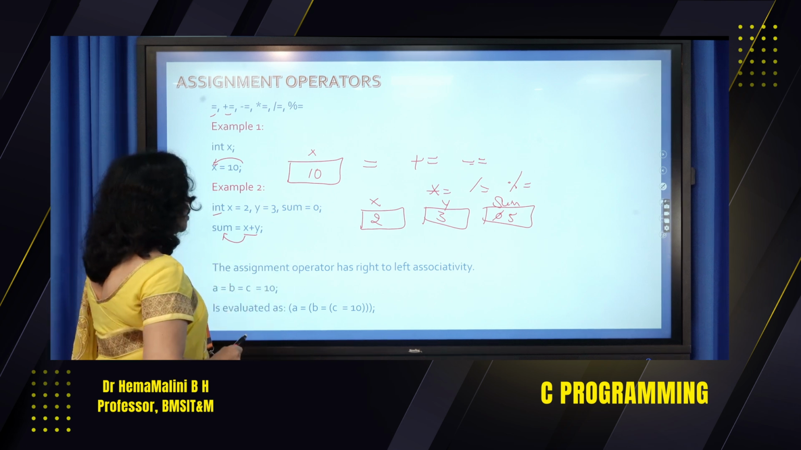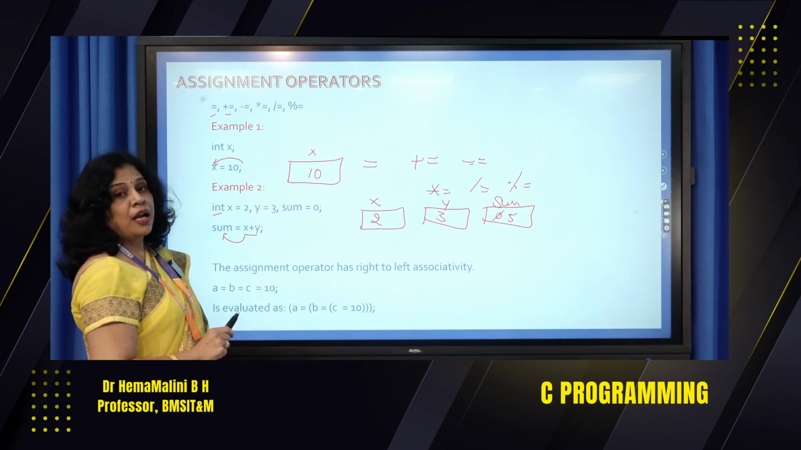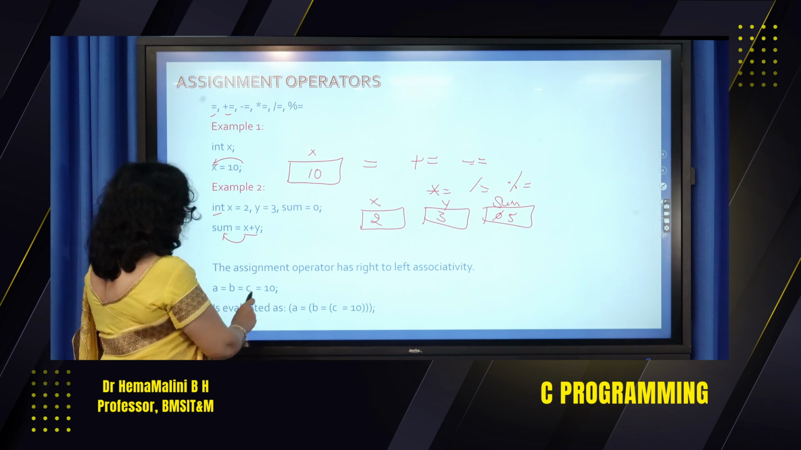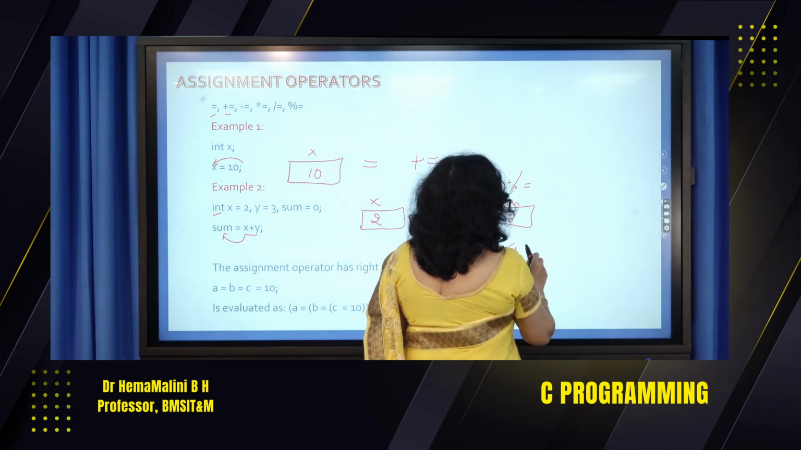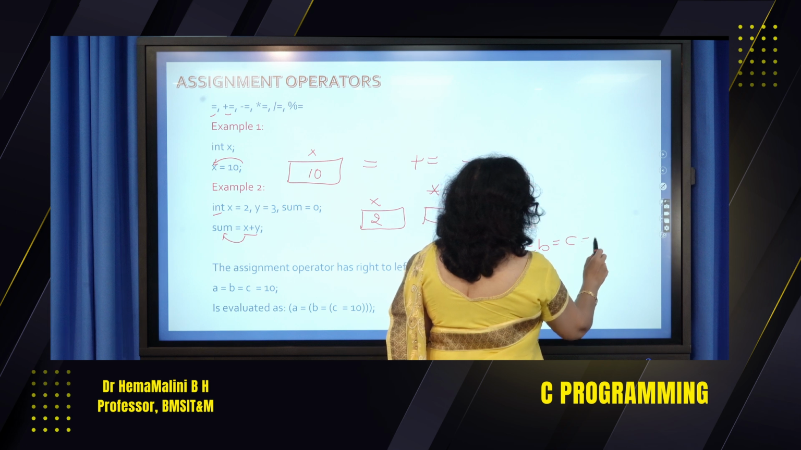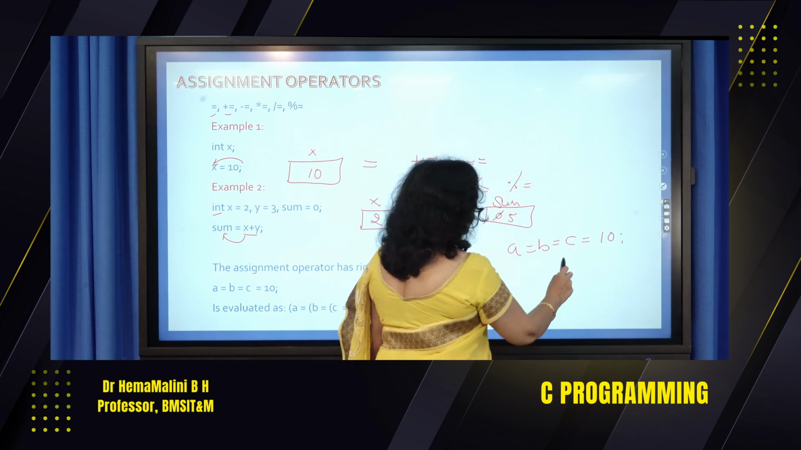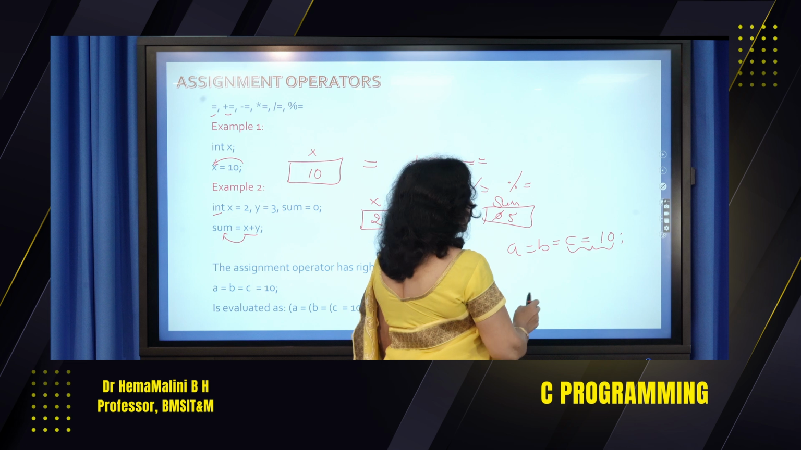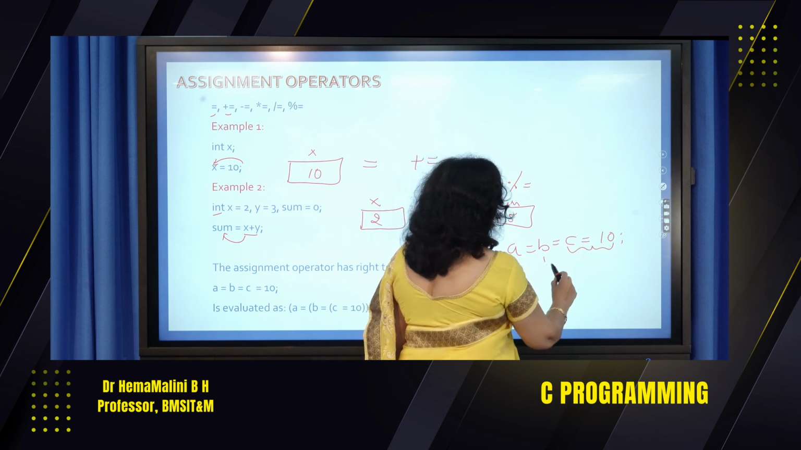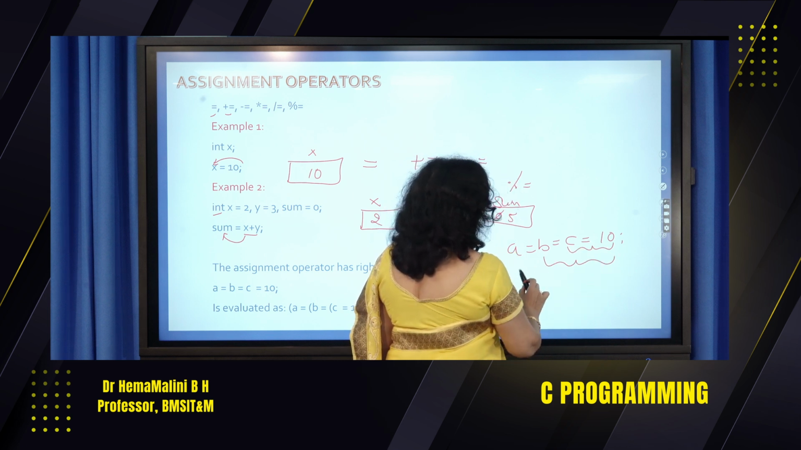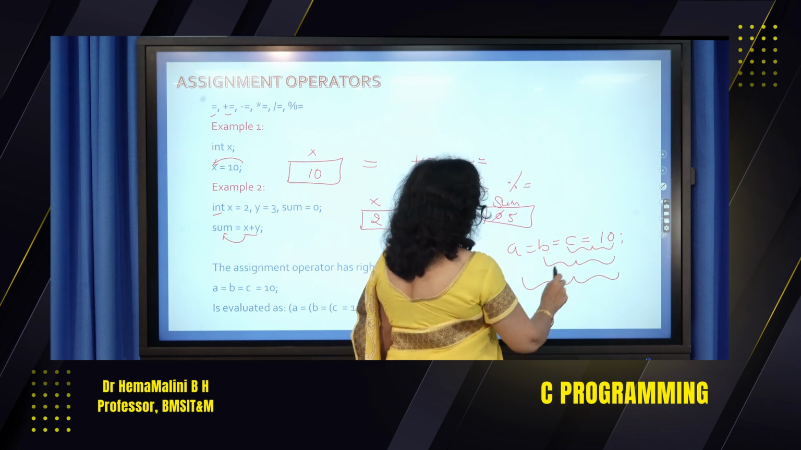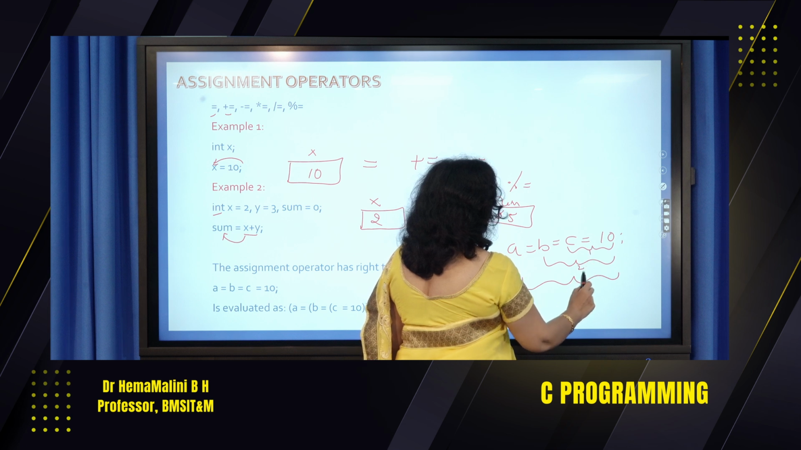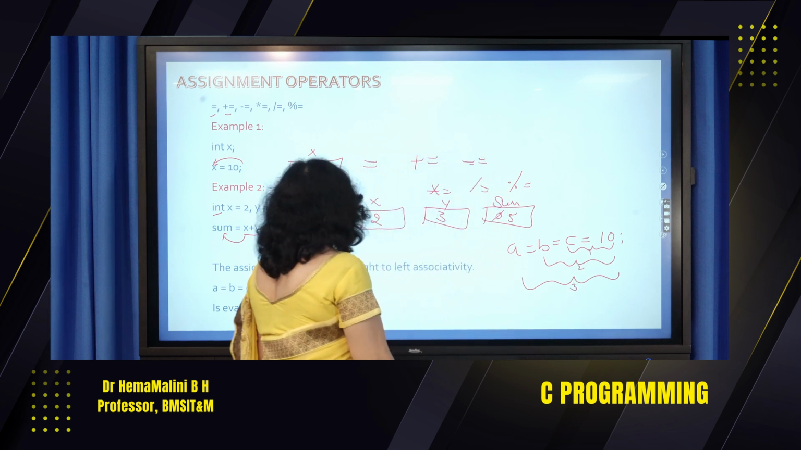Now the assignment operator has right associativity. Say for example, I have A equals B equals C equals 10. How does it work? First 10 is stored in C. Then this value is stored in B. After that the result, that is 10, is stored in A. So this happens first, then this happens, then this happens.